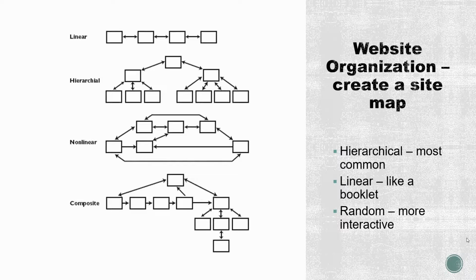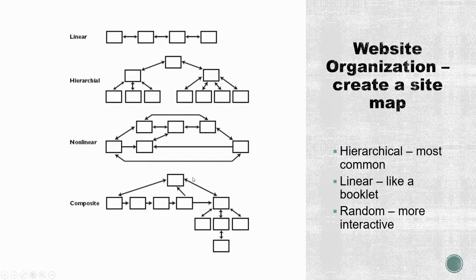The next picture is hierarchical, which is going to group information based off of a hierarchy of what's most important and most broad to what's more specific. So in the top here we have the home page, presumably, and then these break down into two different pages, and then these break down further into more and more specific information. This is going to be the most common.